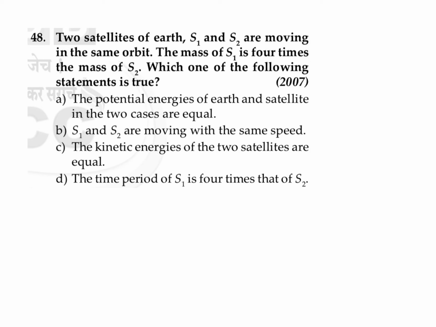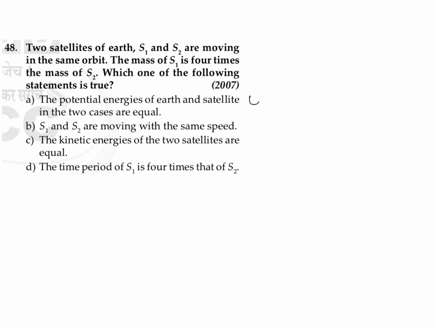As we know, potential energy depends upon the value of mass. So if I write the equation for potential energy, it is going to be minus GMm divided by the orbital radius. As the masses of the satellites in both situations are not the same, the mass of S1 being 4 times the mass of S2, the potential energy will definitely be different, so the first option is wrong.